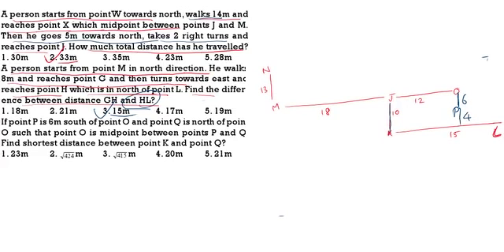And Q is to the north of O, such that O is the midpoint of P and Q. So P to O is 6, O to Q also will be 6 meters. Then what is the distance between Q and K? So what is this distance?